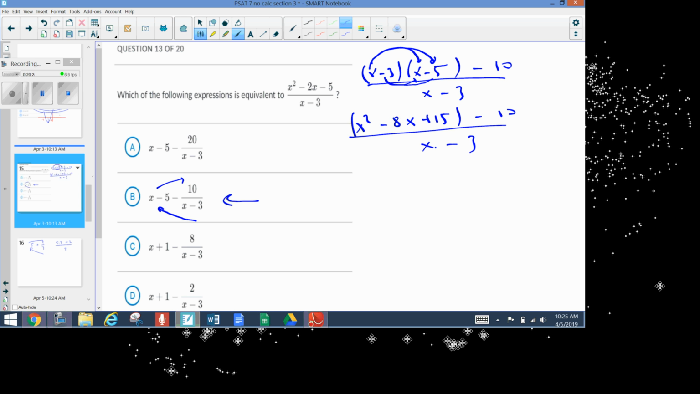No. We did this, and let's check x squared minus 2x. That means this is 8x. This is not correct. So that means I'm not going to multiply x minus 5 times x minus 3. Because the middle term is not giving me negative 2x, this shouldn't be correct. It makes sense? I'm not trying answer choice A. I'm going to try C or D. Which one should I try?